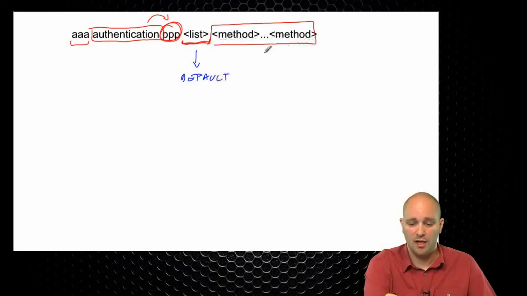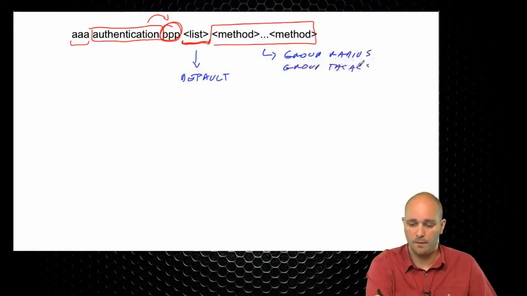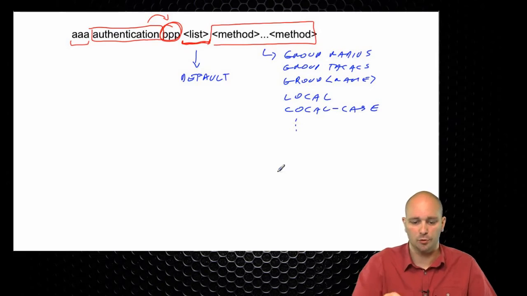And method here can be different things. It can be group radius. It can be group tacacs. It can be group and then your own name, and this is something that I will talk about a little bit later. It can be local or it can be local-case. Now, there are a couple of others, but these are the most important ones.